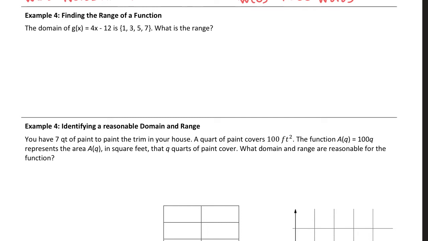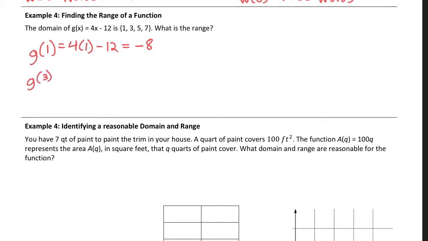This is very similar to the last example. It gives you the domain of this function is 1, 3, 5, and 7, and it says what is the range. So what we are essentially doing is we are evaluating for x values of 1, 3, 5, and 7. So we're getting 4 outputs from this. So what I'm going to do, g of 1 is 4 times 1 minus 12. So that's 4 minus 12, which is negative 8. So that's one of my values for my range. That is one of my outputs.